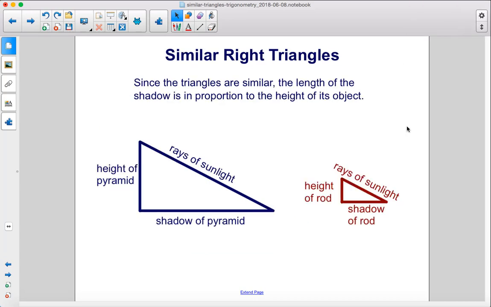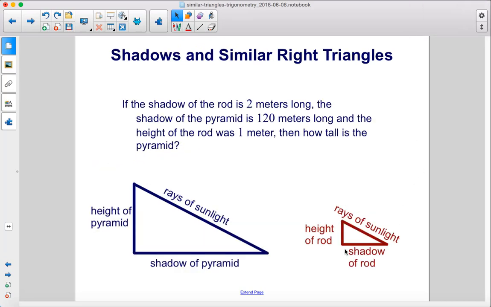Since the triangles are similar, the length of the shadow is in proportion to the height of its object. So here we have the height of the pyramid, the rays of sunlight, and the shadow of the pyramid. Here we have the height of the rod, the rays of sunlight, and the shadow of the rod. If the shadow of the rod is 2 meters long, the shadow of the pyramid is 120 meters long, and the height of the rod was 1 meter, then how tall is the pyramid?